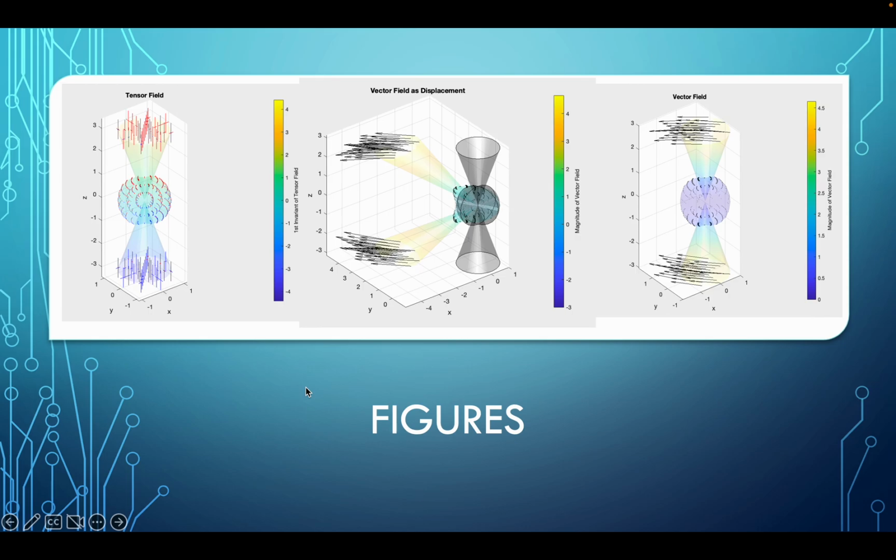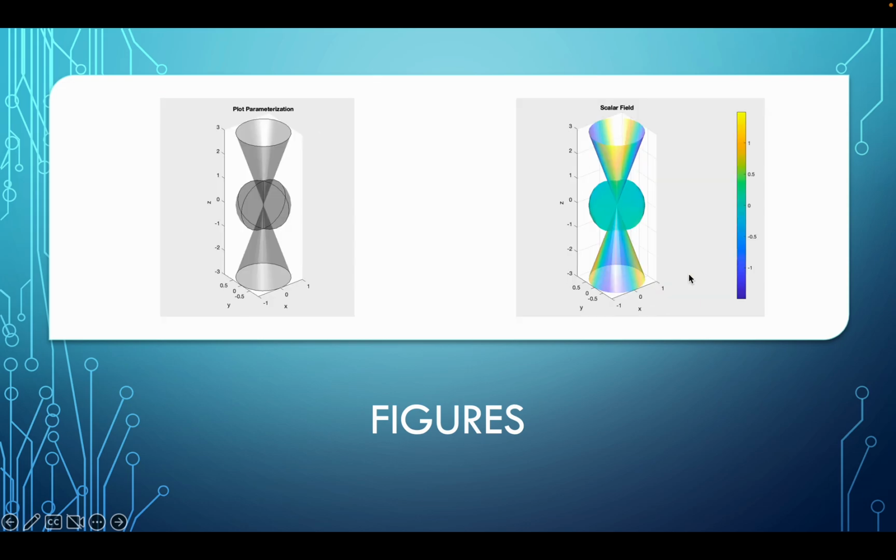So once you run the program, you're gonna get at least 5 figures. One is going to be the tensor field, another one is going to be the vector field as a displacement, and the other one is only going to be the vector field. You're also going to get a plot parameterization of the original body, and you're also going to get a scalar field, as you can see.